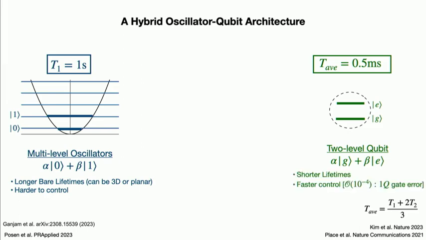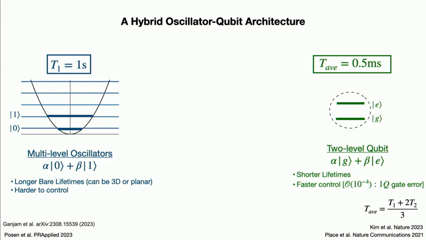Then on the left, you have the two-level systems, which are your transmons or fluxoniums, for those who are familiar with it. These are two-level systems, which are rather shorter-lived compared to the oscillators, but have faster control. An average single qubit gate error rate stands at 10 to the minus 4.